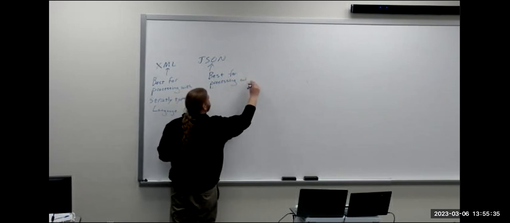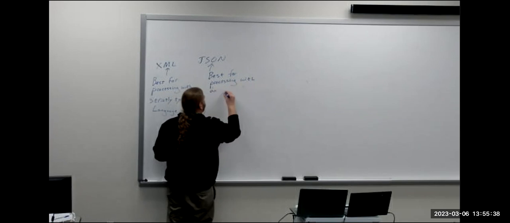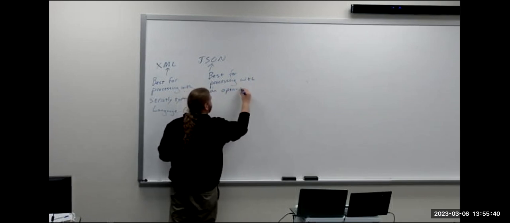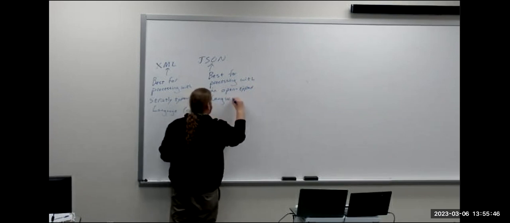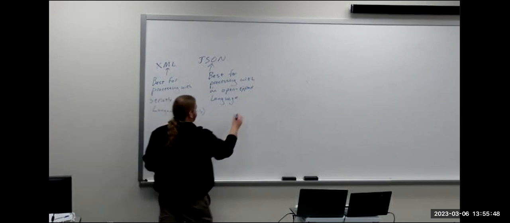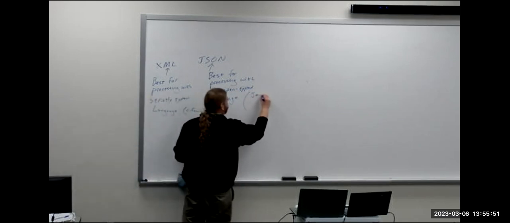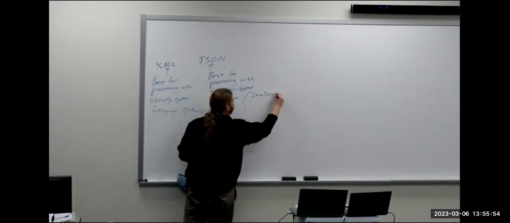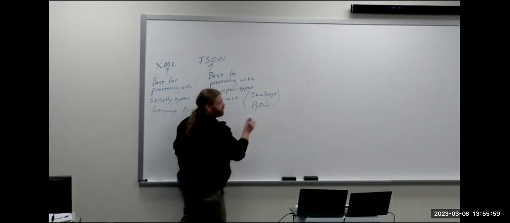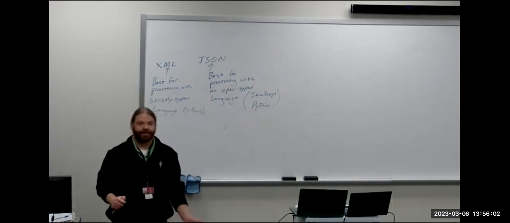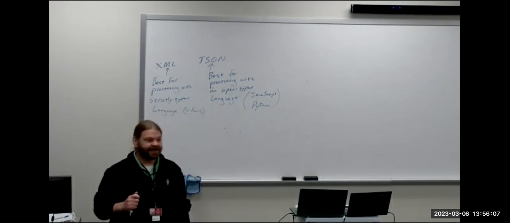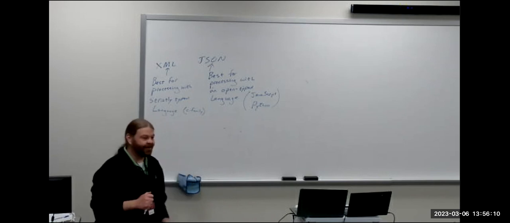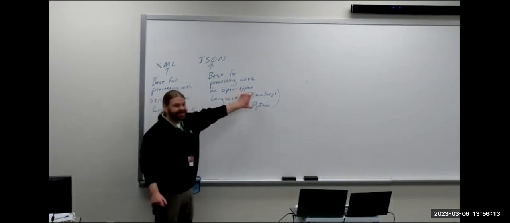with an open type language. So 2 examples of this would be JavaScript or Python. And JavaScript is the HTML5 standard. Python is the most popular programming language. So most stuff these days is going to be processed with either JavaScript or Python on the other side.